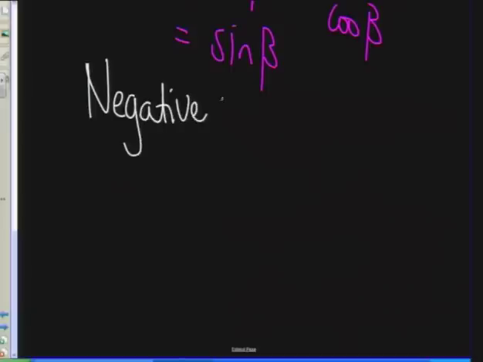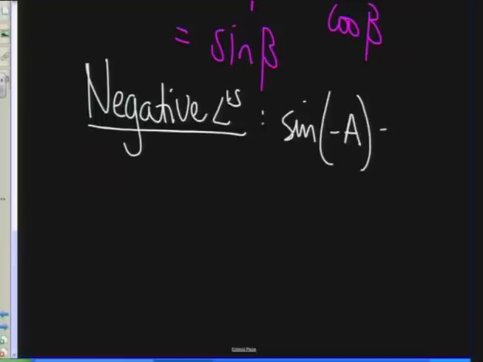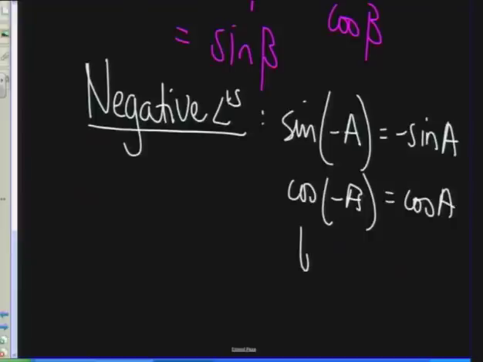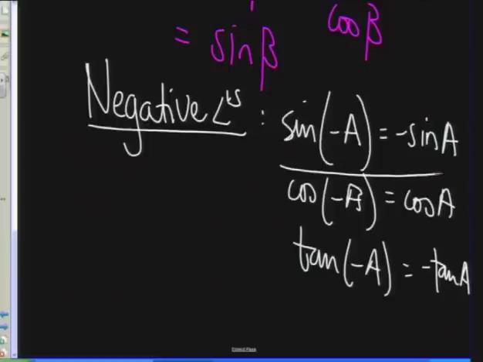Okay, and the theory about negative angles is that the sine of the additive inverse is the same as negative sine A, whereas the cos of negative A is the same as cos A, and the tan of negative A is the same as negative tan A. So if you change the angle to its additive inverse, you're changing the sign as well of the ratio. The only one that stays the same is the function that is symmetrical about the y-axis. And that function is the cos function.